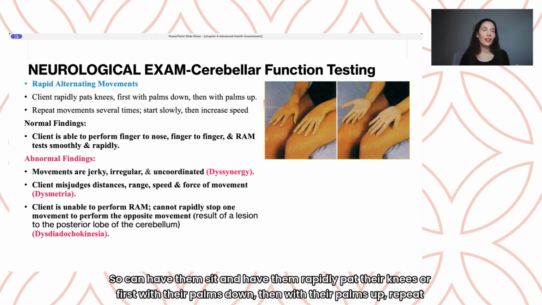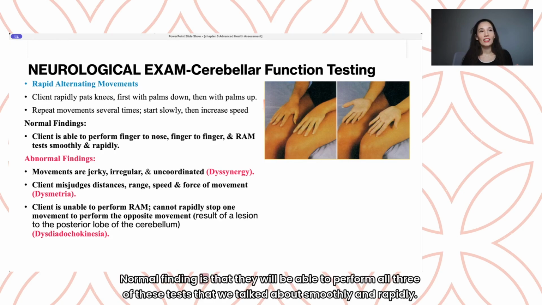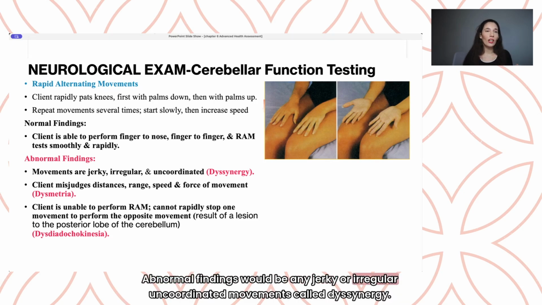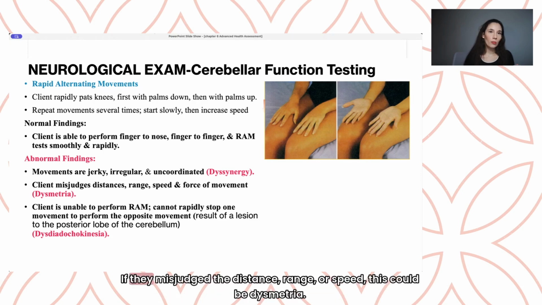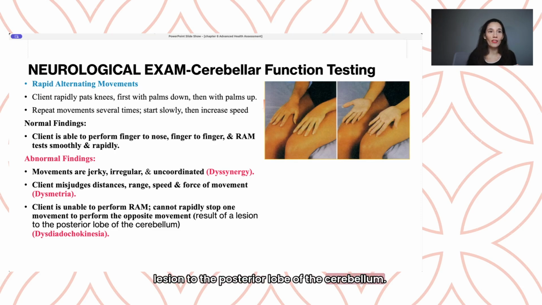We can have them sit and rapidly pat their knees, first with their palms down, then with their palms up, repeating the movements several times, increasing the speed. Normal finding is that they will be able to perform all 3 of these tests smoothly and rapidly. Abnormal findings would be any jerky or irregular, uncoordinated movements, called dyssynergia. If they misjudge the distance, range, or speed, this could be dysmetria. And if they are unable to perform it and cannot rapidly stop one movement to perform the opposite, this could indicate a lesion to the posterior lobe of the cerebellum.